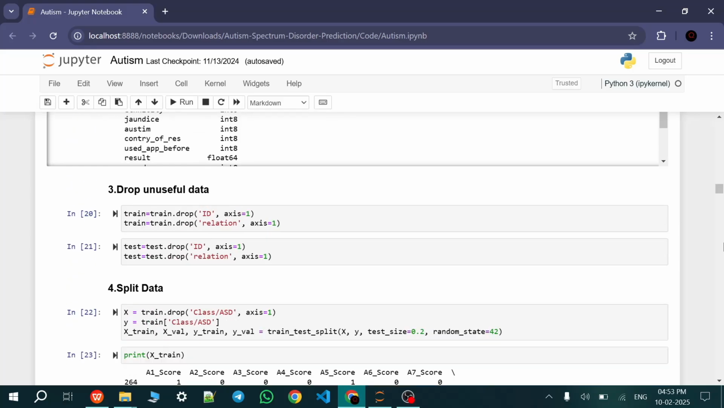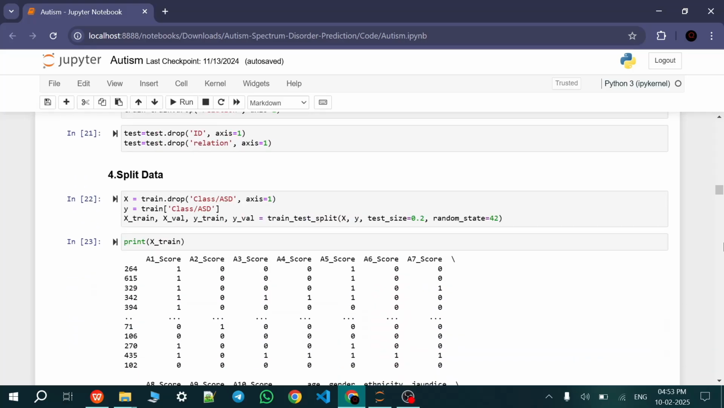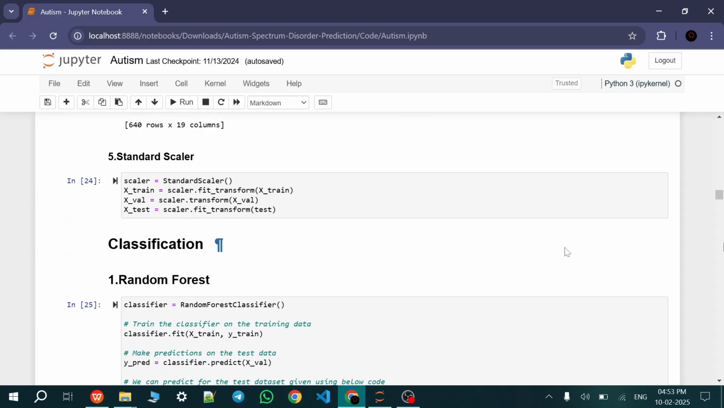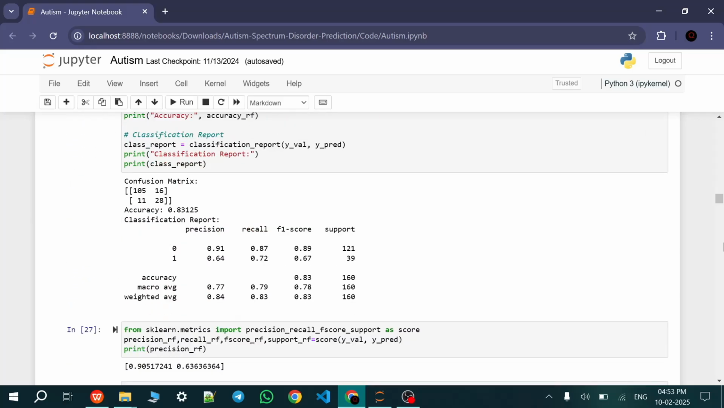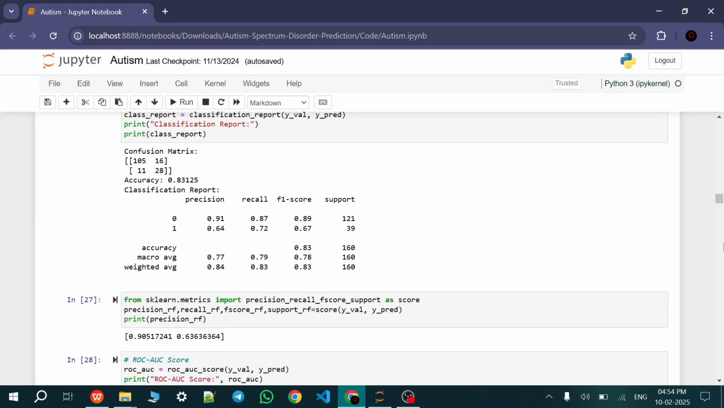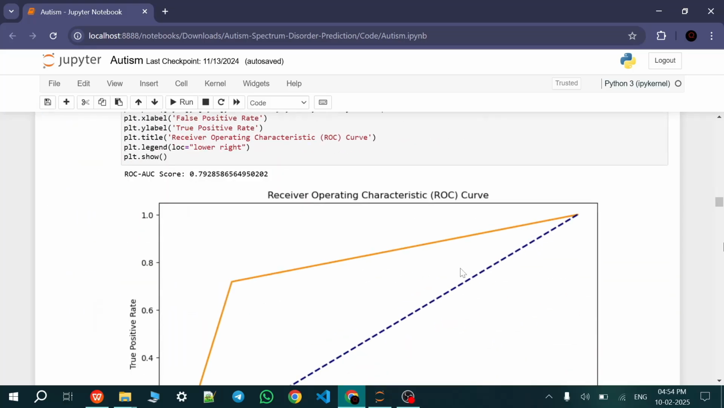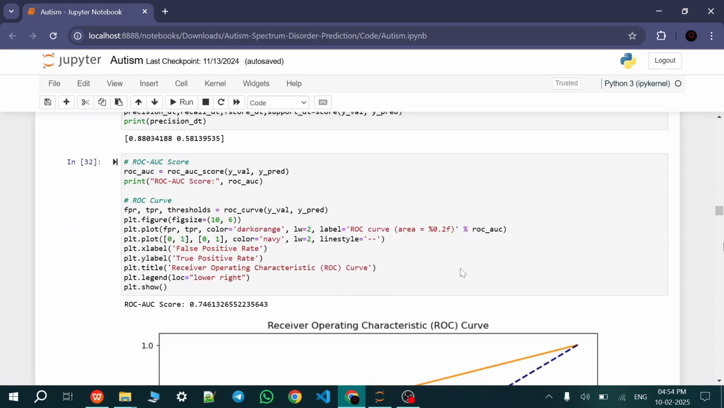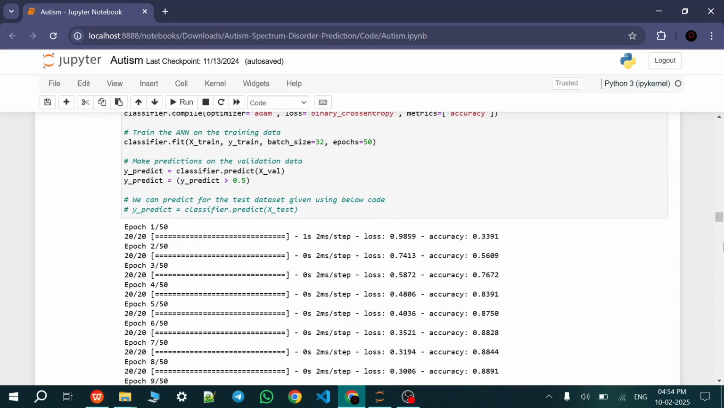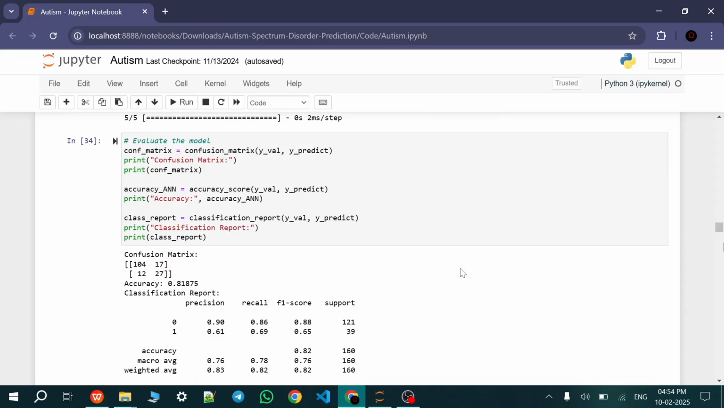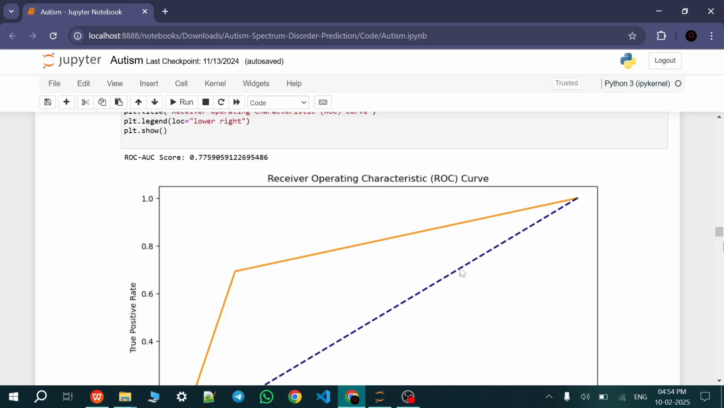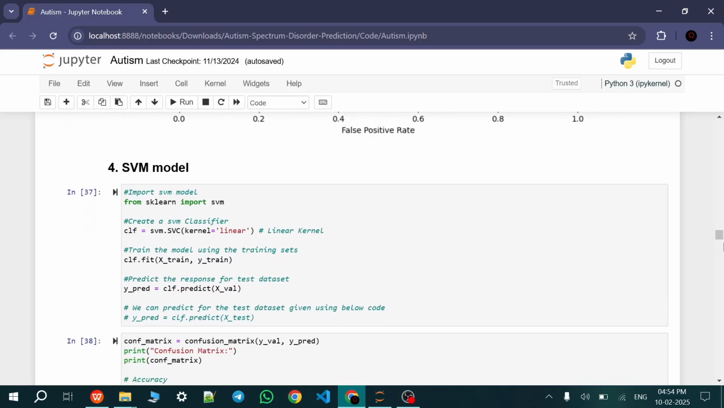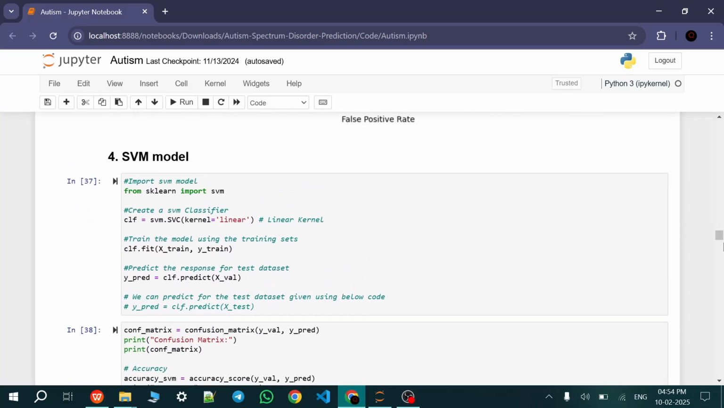Yeah, dropping unuseful data and splitting the data, then standardizing, classification. Yeah, the first algorithm I have used is random forest, you can see here, and through the confusion matrix you can see the accuracy and all of those things. Then decision tree, ANN model I have used. Actually, I am not running this because it takes a lot of time to run the models, specifically ANN and the deep learning models.